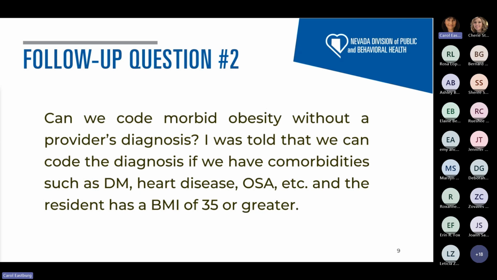The next question that I got on the follow-up was about coding morbid obesity if a resident has other comorbidities along with a BMI greater than 35, but with no provider's written diagnosis.